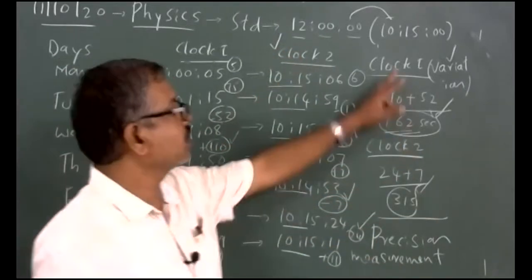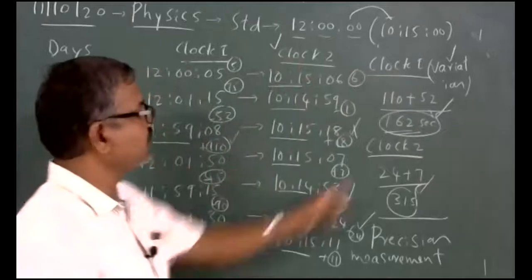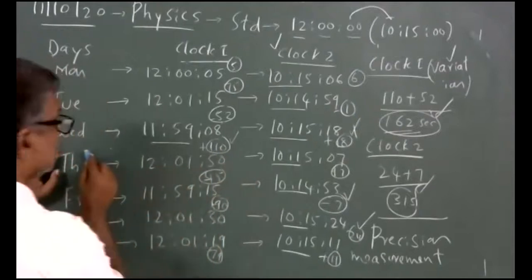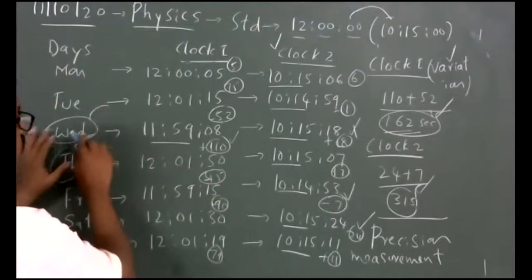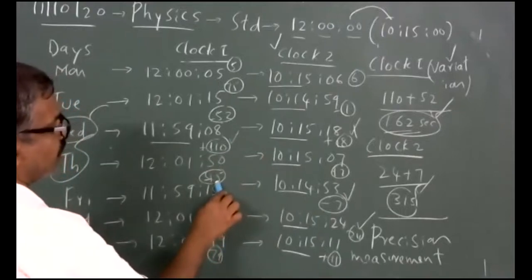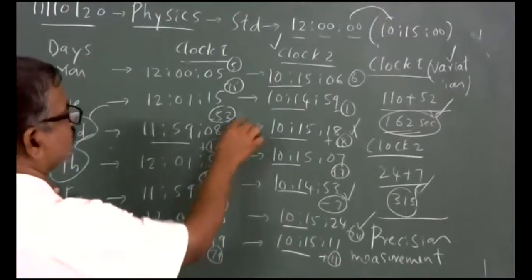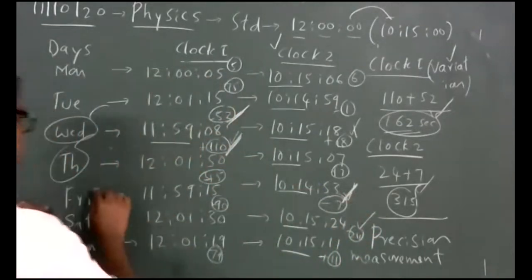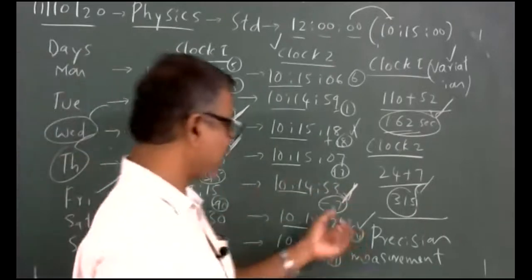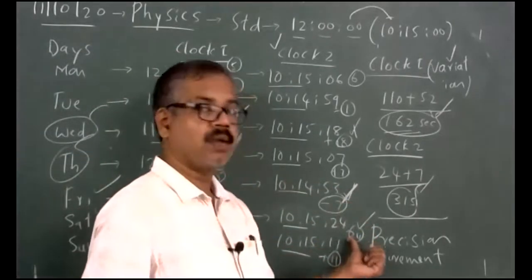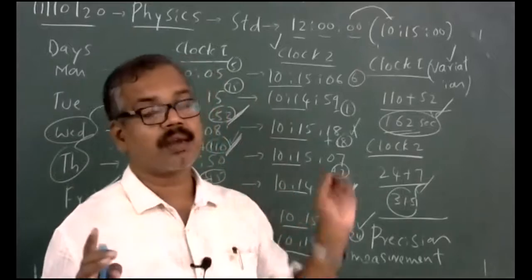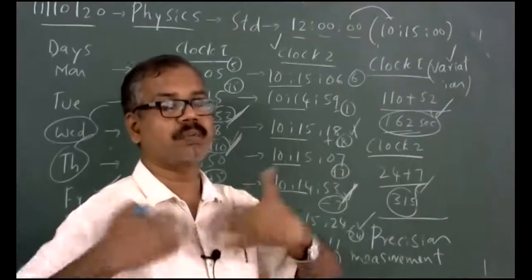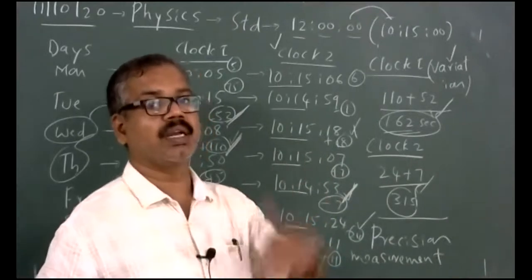should be minimum. When you check the variation of clock 1 over the weekdays, it is 162 seconds. That's why I have written it. You have two values: on Wednesday and Thursday it is showing large variation, 110 seconds and 52 seconds. Then on Friday and Saturday the variations are minus 7 seconds and plus 24. So when variations are taken into account, clock 2 shows less variation and clock 1 shows more variation. Hence for precision measurements, we prefer clock 2 in comparison to clock 1.